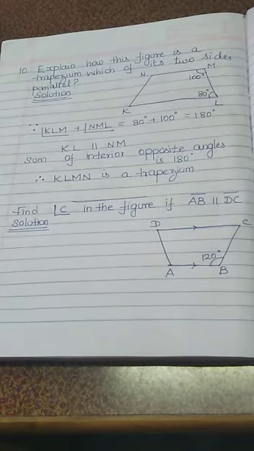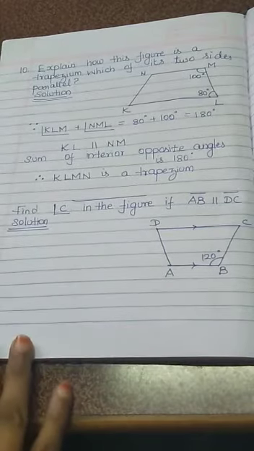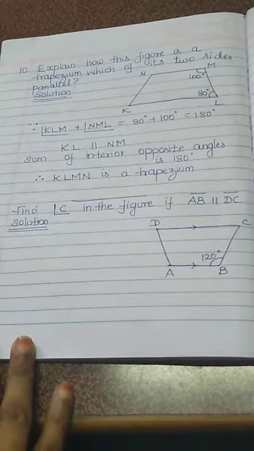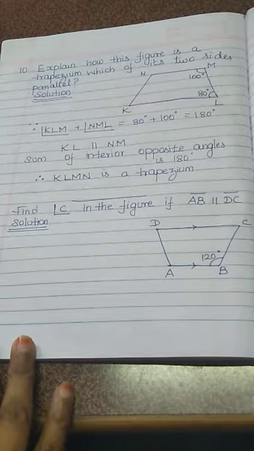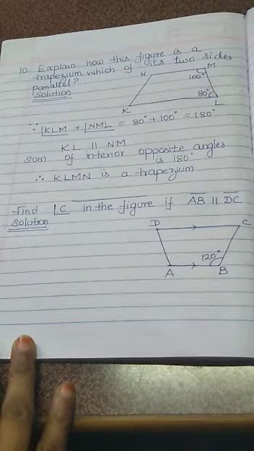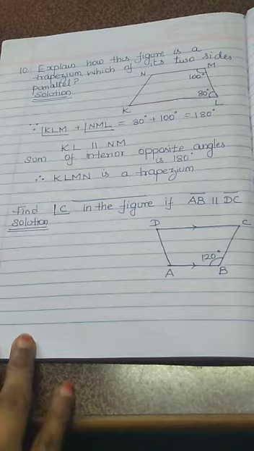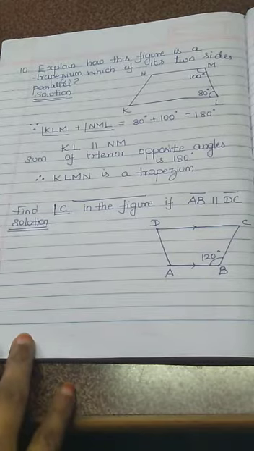ABCD looks like a trapezium. The sides AB is parallel to DC. That is given. Easily we have to calculate the value of angle C, because angle B plus angle C is equal to 180 degrees. The sum of the interior opposite angles is actually 180 degrees only. One of the angles is 120, so what about the other angle? 120 plus angle C is equal to 180. So angle C is actually 60 degrees.